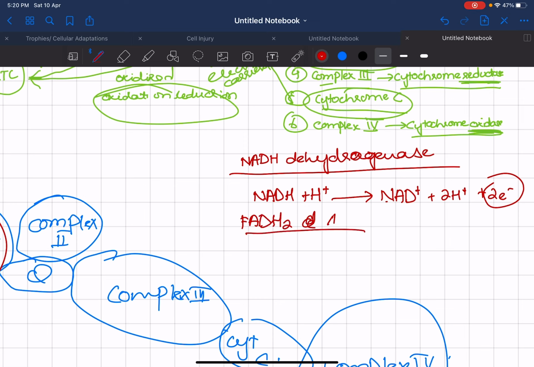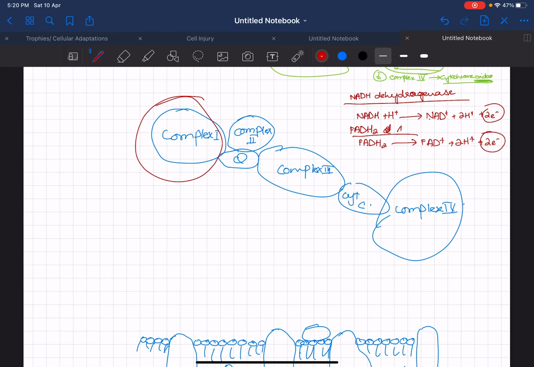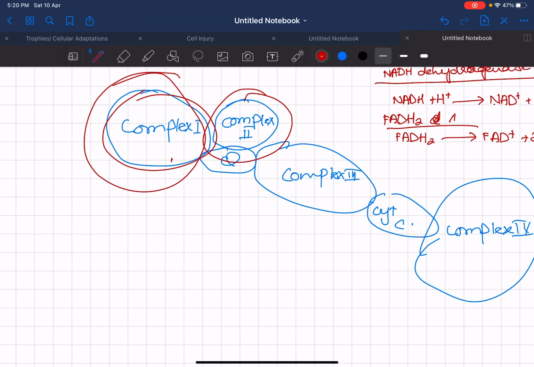Same if it is FADH2 dehydrogenase, it is going to be the same way. FADH2 is going to get transformed into FAD positive and 2H positive and the 2 electrons. Okay, this is what we mean by dehydrogenase. So both complex 1 and complex 2 are responsible for the dehydrogenation of the NADH and the FADH.